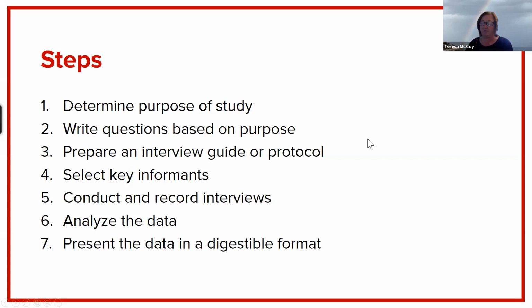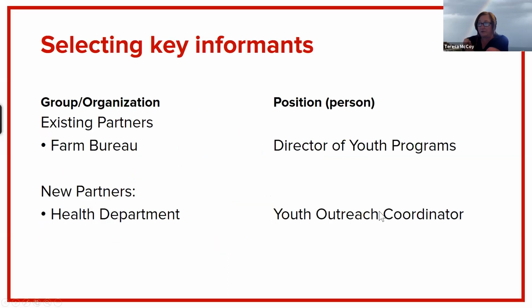So selecting key informants, I'm going to tell you all the process that I've used with others when we've done this kind of work. We generally start out with a grid that talks about the groups or organizations that are key informants. For example, with a 4-H educator in the county, we talked about the Farm Bureau being an important existing partner. She also wanted to talk to some new partners.